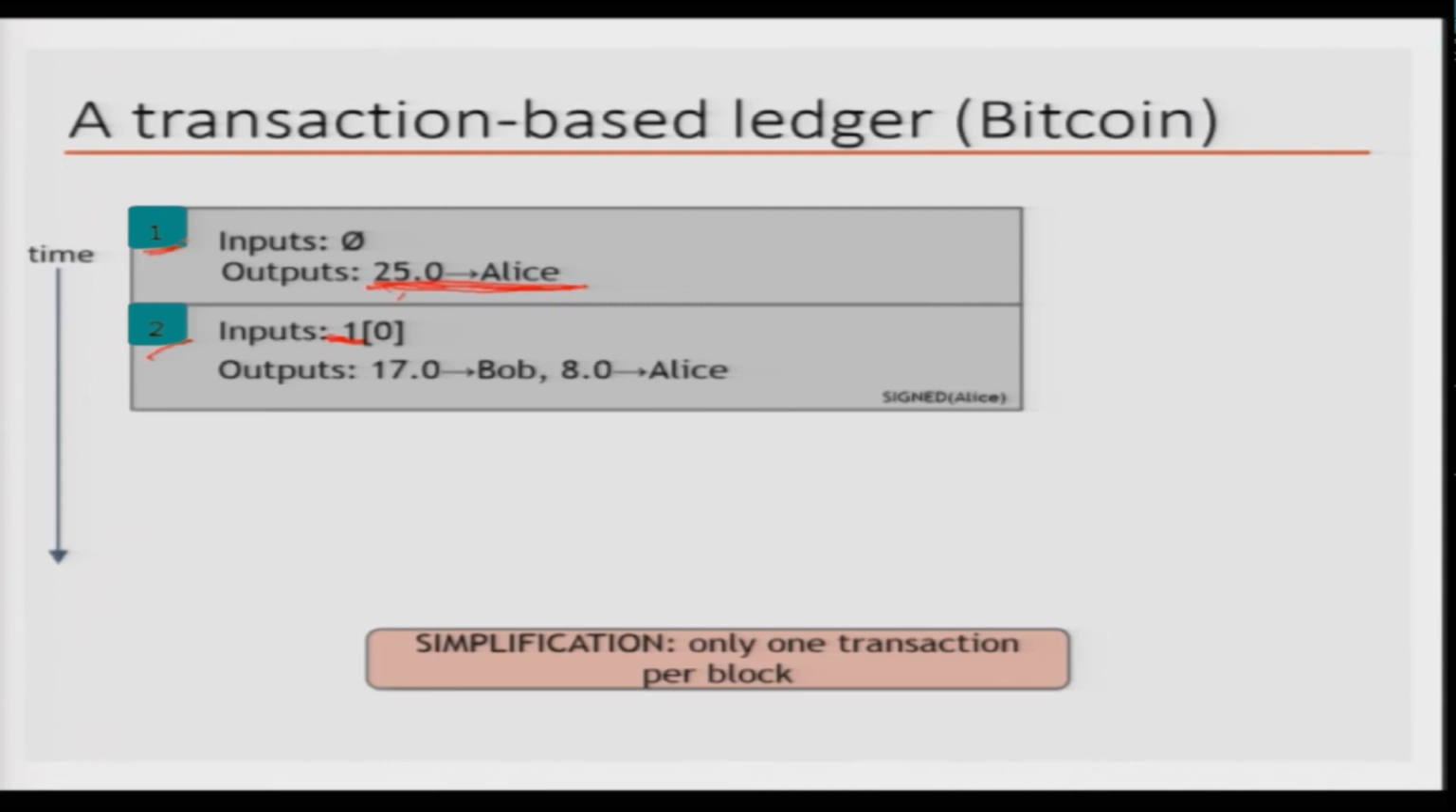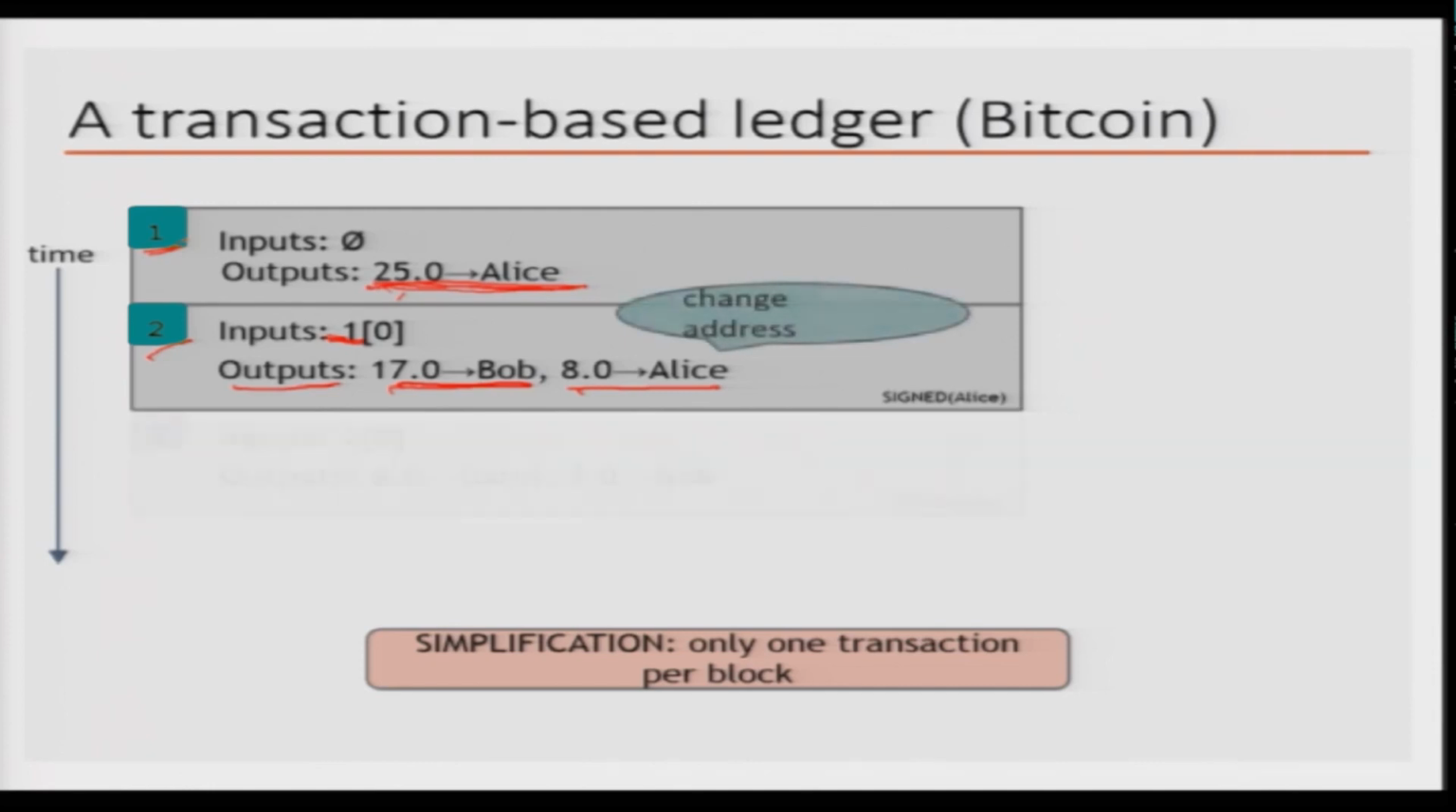Then she says that my output has 2 entries, entry number 0 and entry number 1. In entry number 0 I give 17 to Bob, and I give 8 to myself at a different address. Remember the change address concept. Alice creates a change address which is different from her original address, and gives that money to herself, because otherwise there was a replay attack that we discussed before.